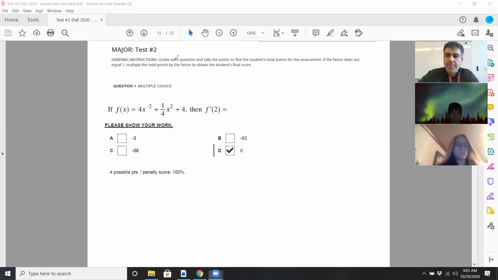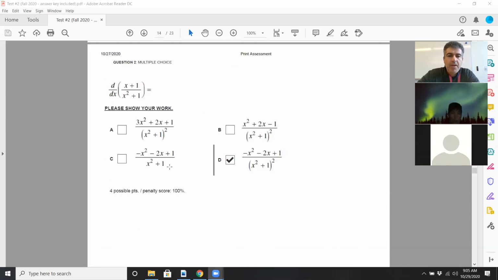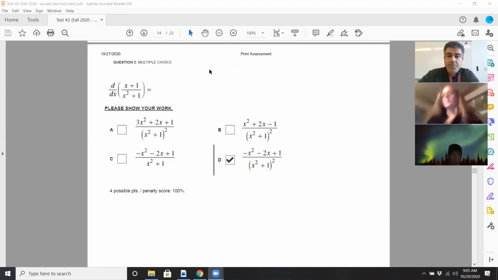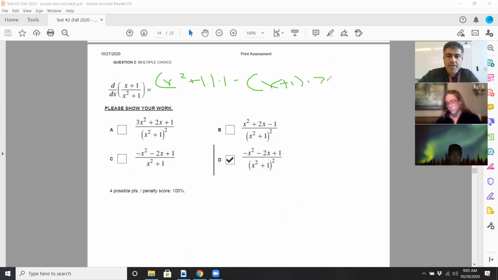So that should have been pretty easy. Number 2, this is quotient rule. The answer is this one right here. All you gotta do is just do the low d high, so x squared plus 1 times 1 minus the high d low, x plus 1 times 2x over low squared, and away you go.